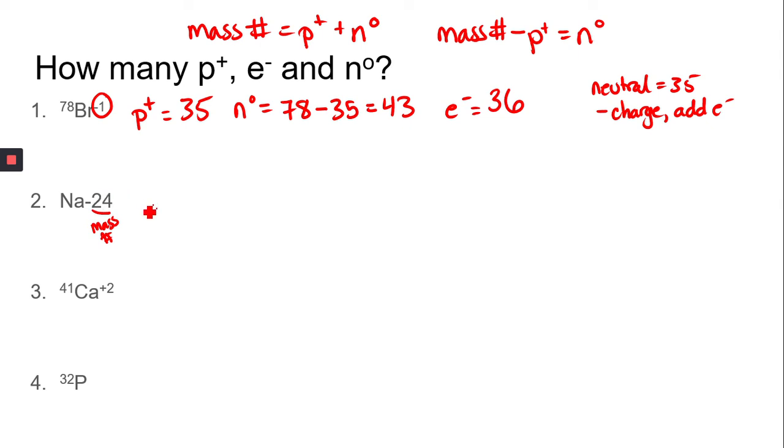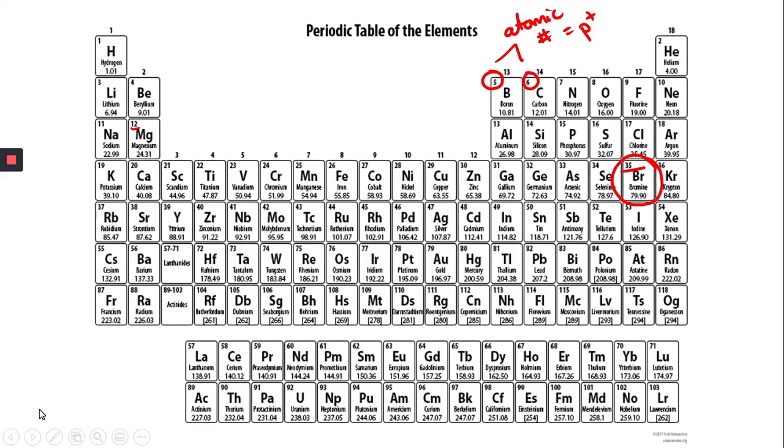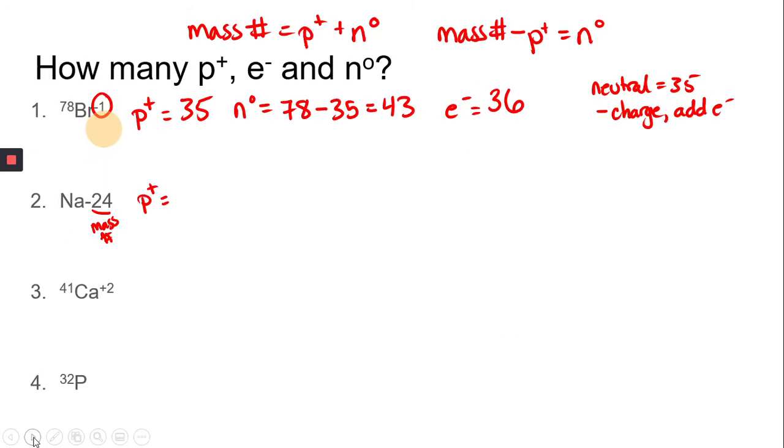All right, again, the easiest thing I think is to find the number of protons, because the number of protons is the atomic number on the periodic table. So we're going to go back to our periodic table and we're going to find Na. That's sodium, which is right here. So it has 11 protons. So protons are 11 because the atomic number was 11.